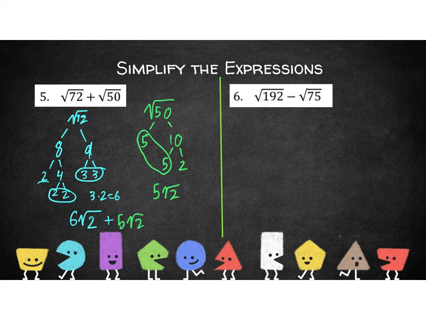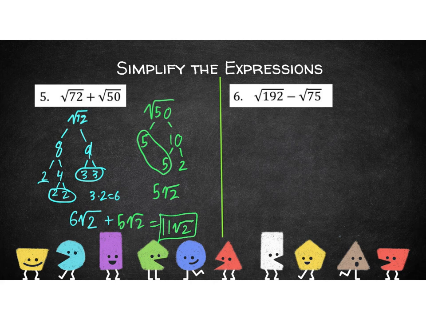So now that our radicals are the same, we can add these together. 6 square root 2 plus 5 square root 2. 6 plus 5 is going to be 11 square root of 2. That is your final answer.